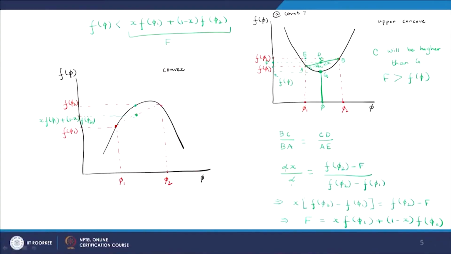This is just opposite of what we had for a concave graph. Okay. So, in this case we always have f of x phi higher than x of f phi 1 plus 1 minus x of f phi 2. What this means is, if the graph is upper concave, we always have mixing, and if the graph is convex, we always have phase separation.